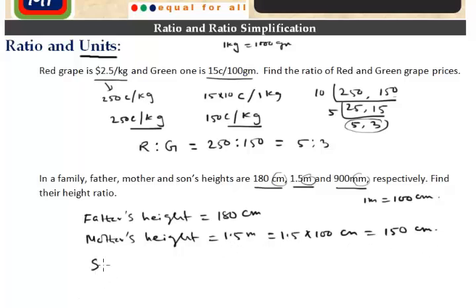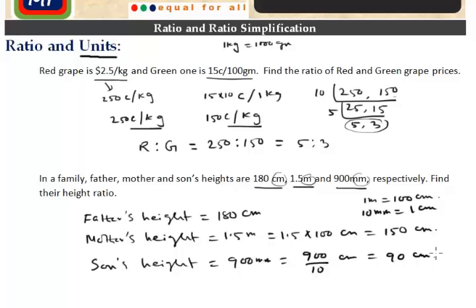And son's height is 900 millimeter. So now we need to convert it into centimeter. We know that 10 millimeter equals 1 centimeter. That is, to convert millimeter into centimeter, we need to divide the millimeter by 10. So 900 divided by 10 centimeter, that is 90 centimeter. So we converted all these three heights into the same unit, centimeter, centimeter and centimeter.